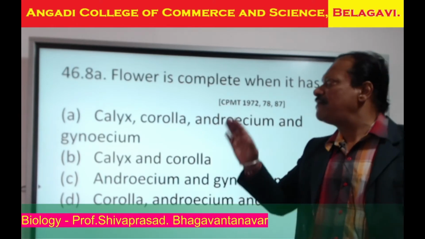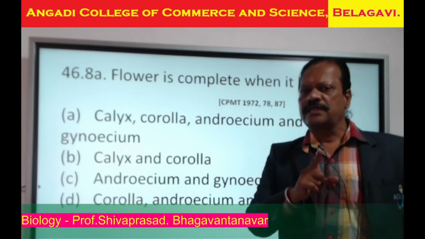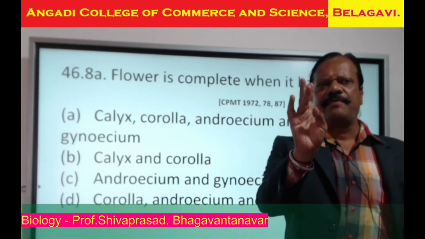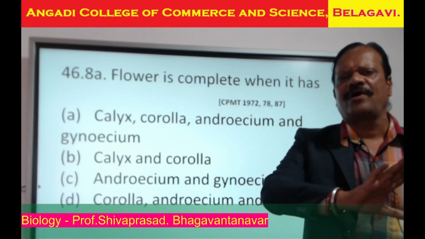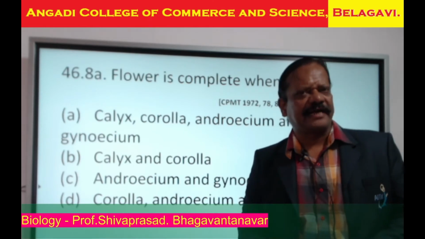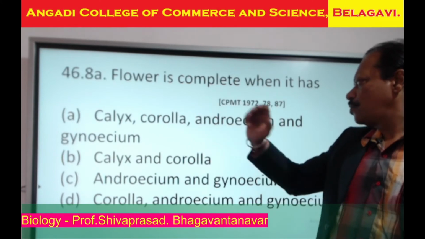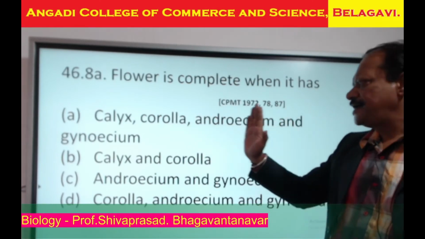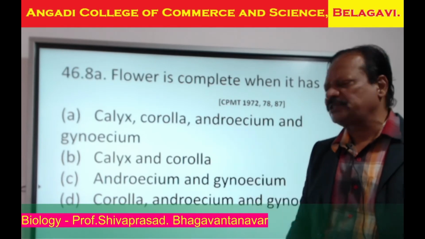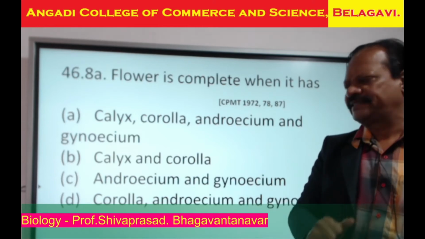Now, a flower is complete when it has, as I told you, calyx, corolla, androecium, gynoecium, all four whorls required. We'll see in the options what they have given. Option A, calyx, corolla, androecium and gynoecium. All four whorls are given. Next option, B, calyx and corolla. Only two whorls are given.